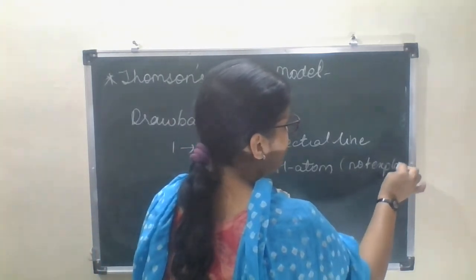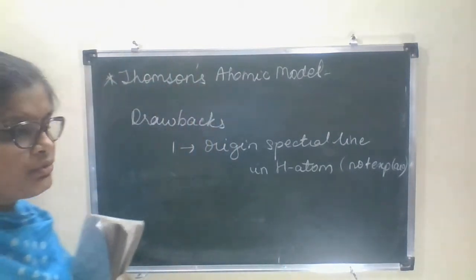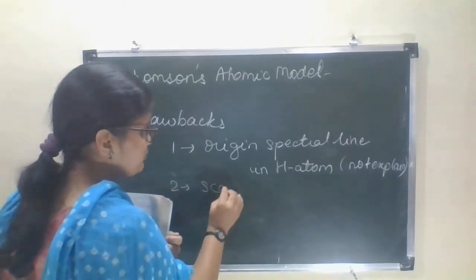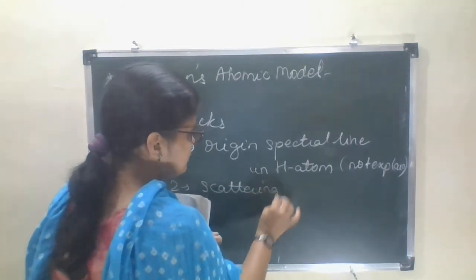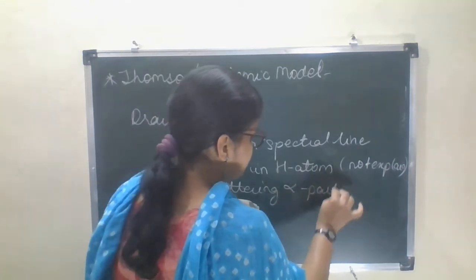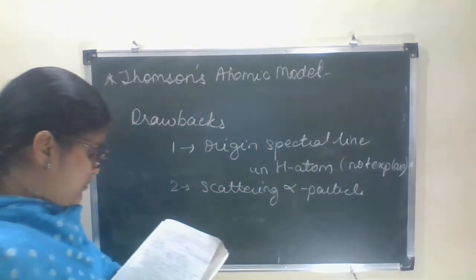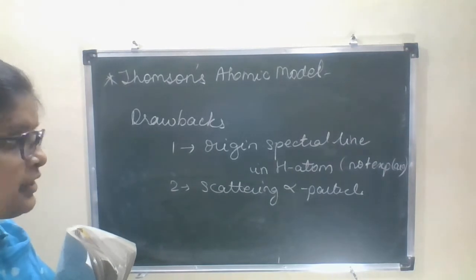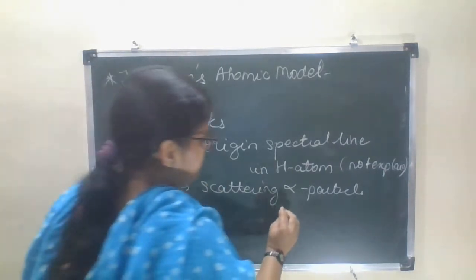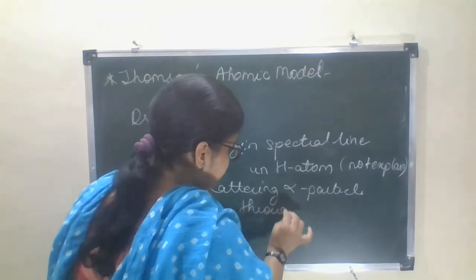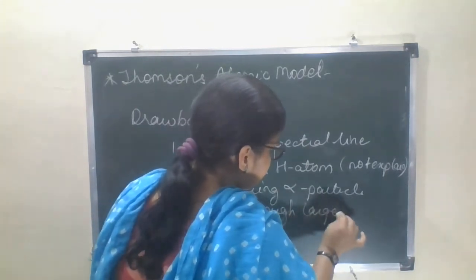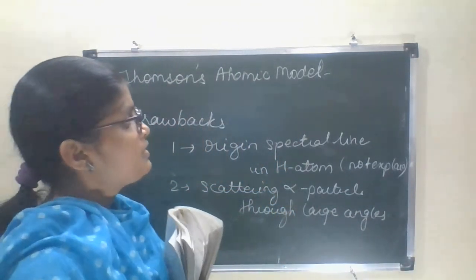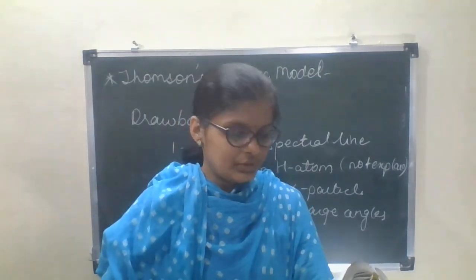Means in his model, he did not explain the origin of the spectral lines. This was the drawback. And the next drawback was the scattering of alpha particles through large angles. Alpha particle scattering was studied, but through large angles it was not studied. So this was Thomson's atomic model and the respective drawbacks of the Thomson model.